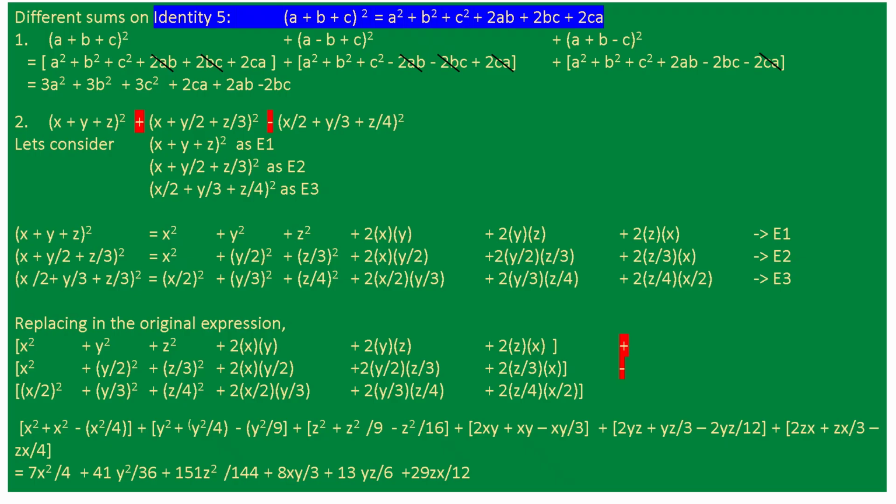Similar case with sum number 2, wherein the signs in between the trinomial expressions are different, so we need to treat it accordingly. If you consider the first expression as E1, second as E2, third as E3, the given sum can be represented as E1 plus E2 minus E3. Remember to carry the minus sign of E3 into the expression when resolving it and you get the final answer.